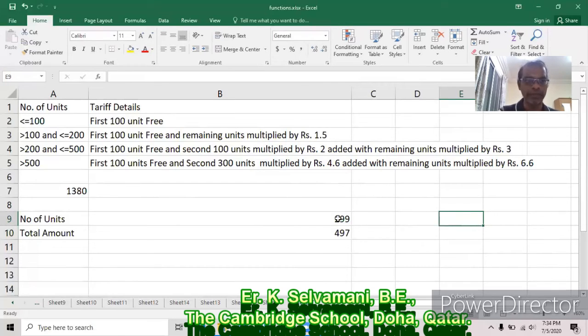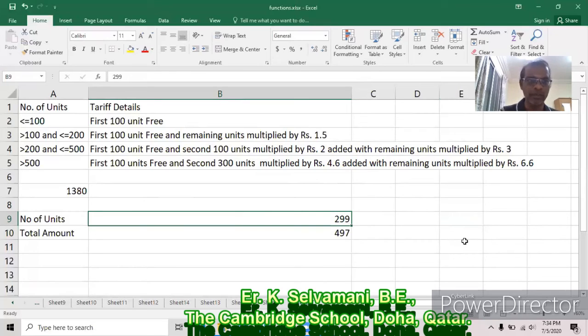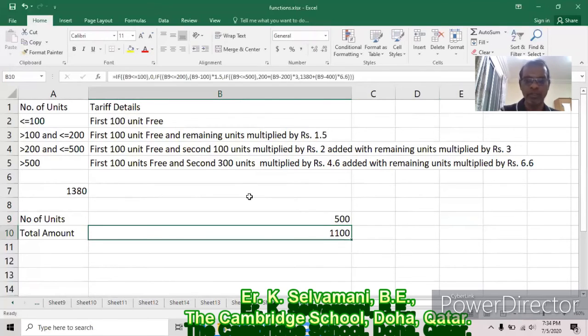So what will happen, sir, if the number of units is 500? Here it is 1100. Now it comes under the same slot. Okay. So the first 100 units are free. The second 100 units should be multiplied by 2. So 200 rupees there. That should be added. Out of this 500 units, 200 units are over. The remaining units will be 300. 300 multiplied by 3 gives 900 rupees. 900 plus 200 gives 1100. That's good.